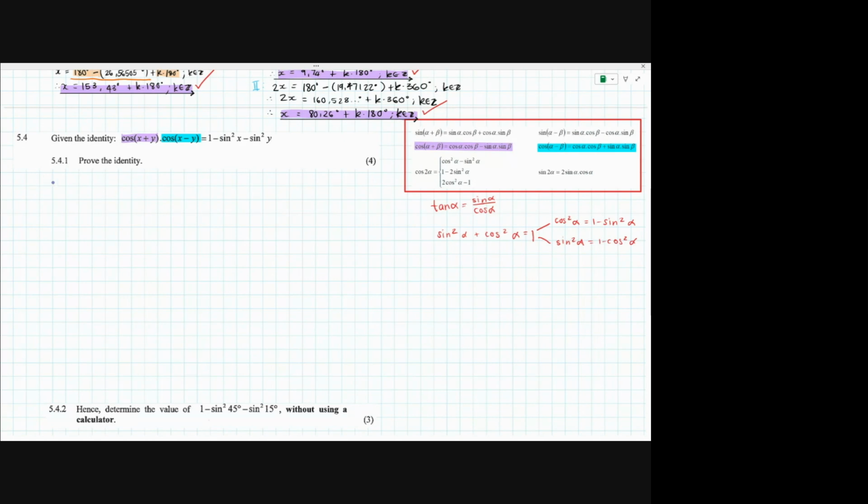So I'm going to work with the left-hand side. Indicate for your marker which side you're working with, so left-hand side. And now we're going to expand both of those things. So the first expansion is this cos of x plus y. Literally just use your identity and expand it. So it's cos of x times cos of y minus sine of x times sine of y.